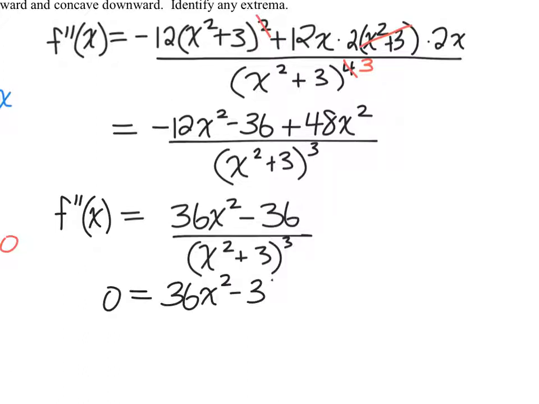Which is the same as setting the top equal to 0. I can kill the 36's. So our solution would be x equals plus or minus 1. Now just bear in mind, we tend to write it as plus or minus 1 for simplicity.